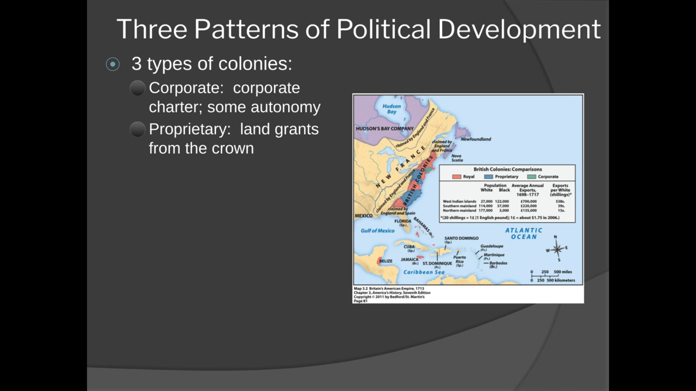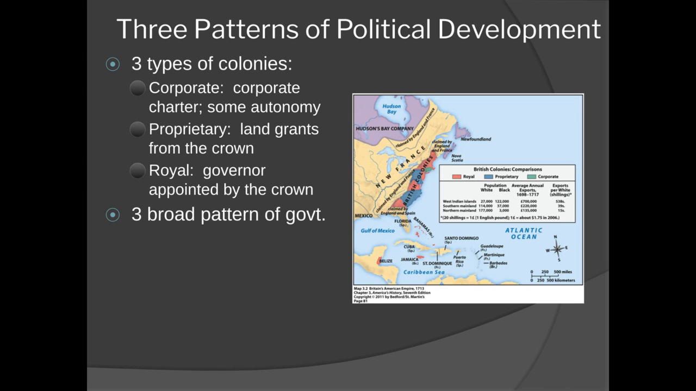Proprietary, in green or in blue, is going to be land grants from the crown. This is going to allow people, because those are our 13 colonies, to be able to set up shop, set up land, set up homesteads, things like that. It's going to be allowed from the very top. And then the royal, that is in pink, and that is the governor who is appointed by the crown, who is going to have control over who does what.